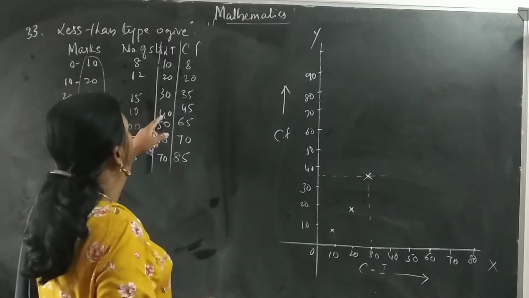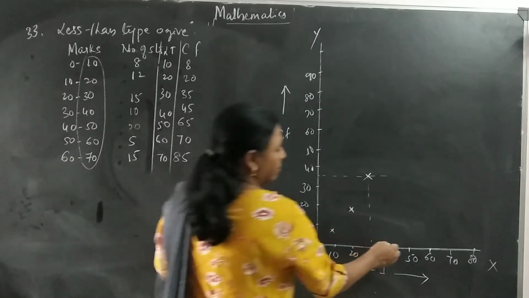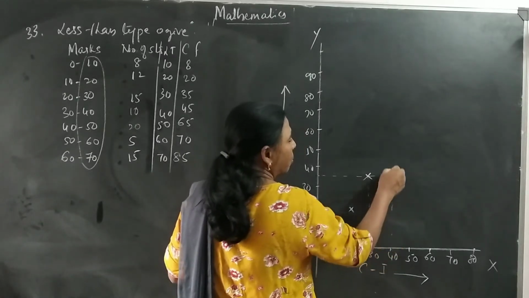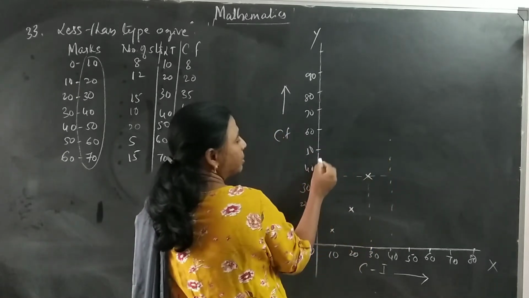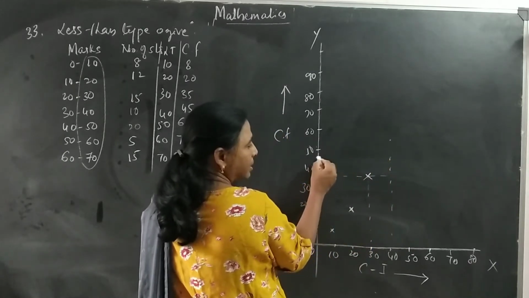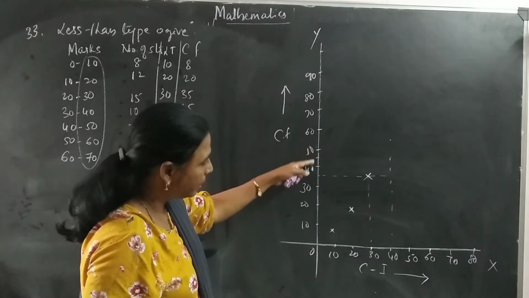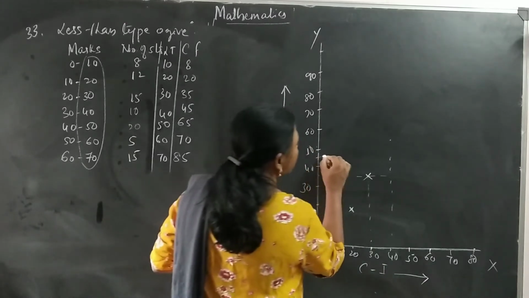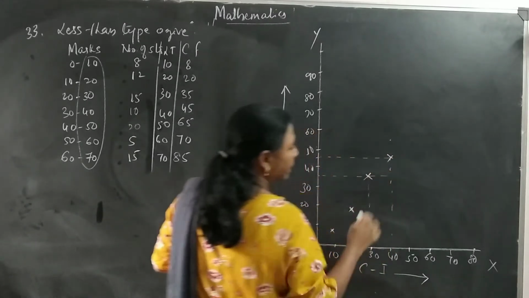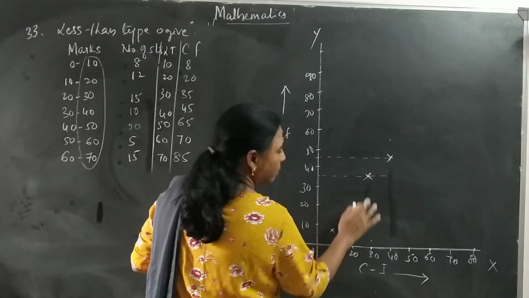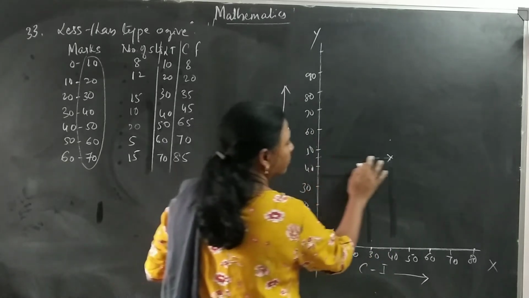Next, from 40 to 45. From 40, I should go to 45. 45 is in between this 40 and 50. This is the middle point. See, between 40 and 50, 45. So that I have to take it. So I will get it here. So let me remove this now so that you will not have any doubt.